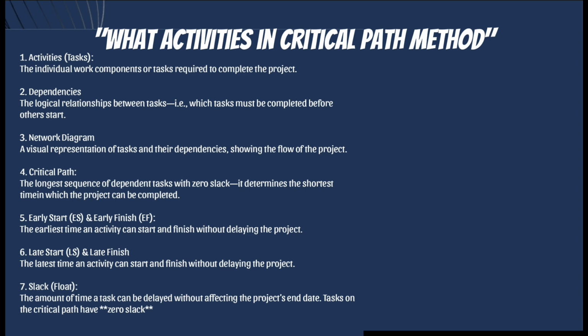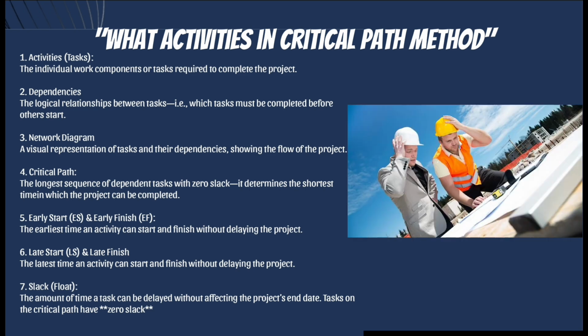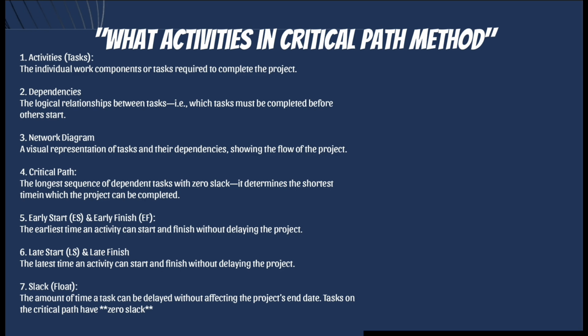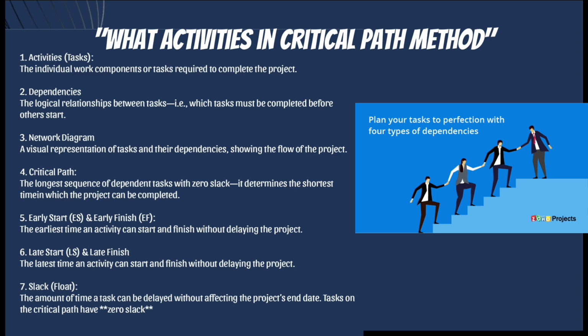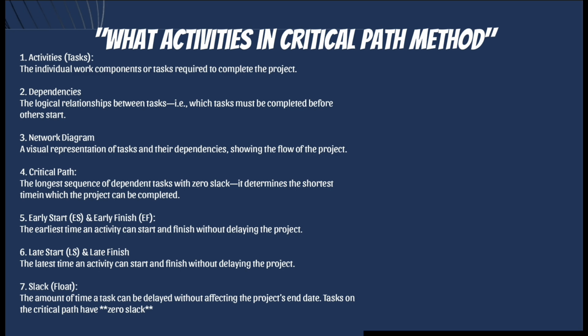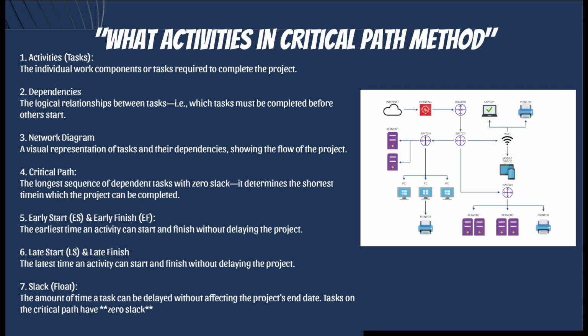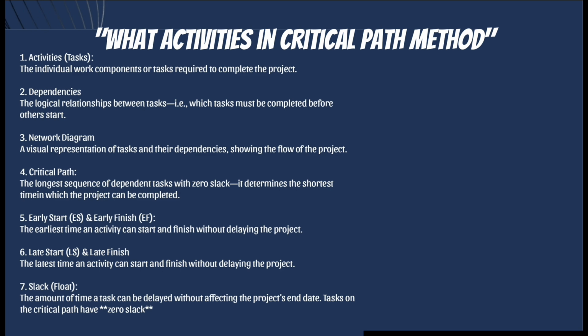So what are the activities in the critical path method? First, activities: the individual work, component, or task required to complete the project. Second, dependency. So what is dependency? The logical relationship between tasks, which is that tasks must be completed before others start. That's how important dependency is. Third, network diagram: a visual presentation of tasks and their dependencies showing the flow of the project, which will be tackled later by one of my classmates.